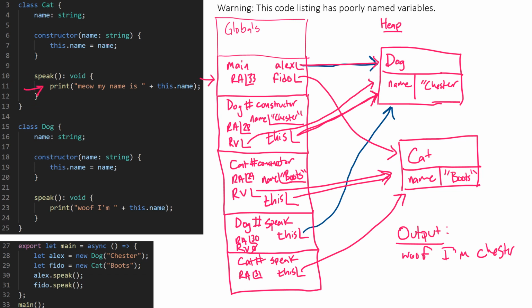And so notice now we're going to print something different because we called the speak method of a cat object versus a dog object. And we can say the output would be meow, my name is, and then we would say this dot name, which is Boots, right? When we reach the end of that method call, it's a void method, so our return value would be nothing. And we would go back to main and we would reach the end of the main function and we would have nothing there, right? And so this would be the diagram we would have produced.